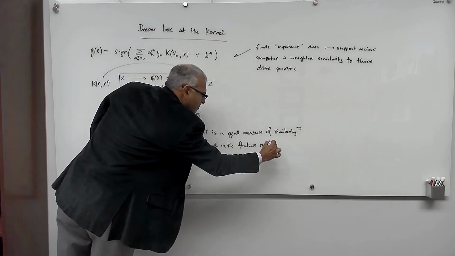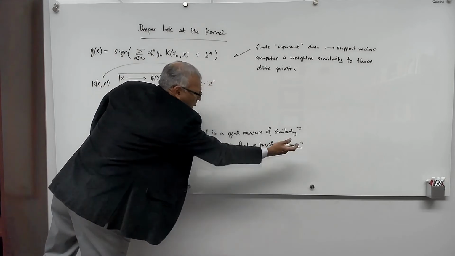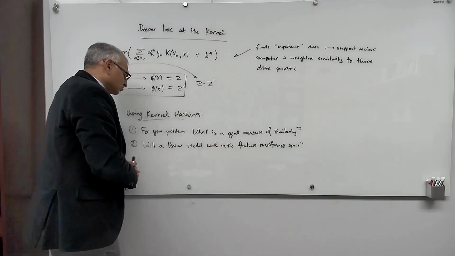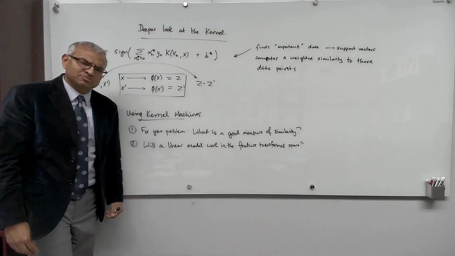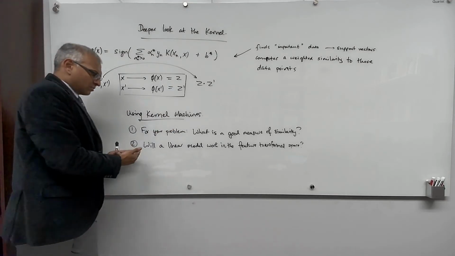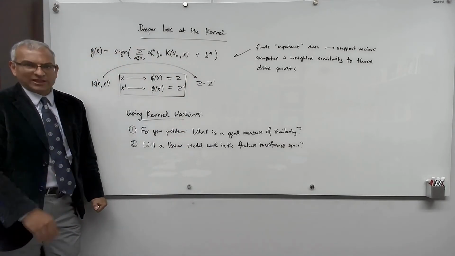Will a linear model work in the feature transformed space? You almost don't have much control over this. There's almost nothing to do here. You just have your measure of similarity, and if it's going into an infinite dimensional space, then you can certainly always separate. But if you use the soft margin, you run it, and does it give you good results? Will it fit well?